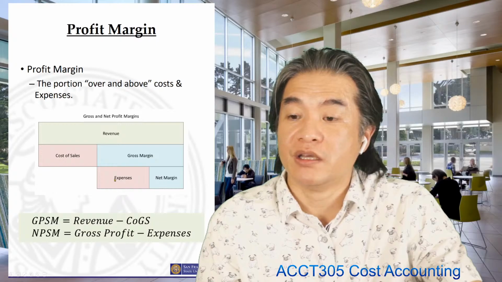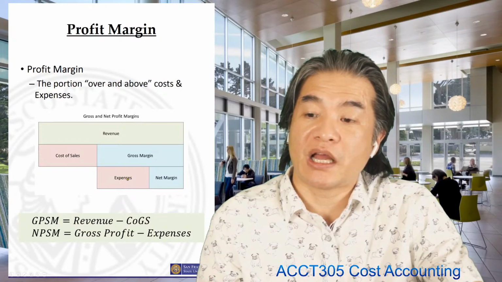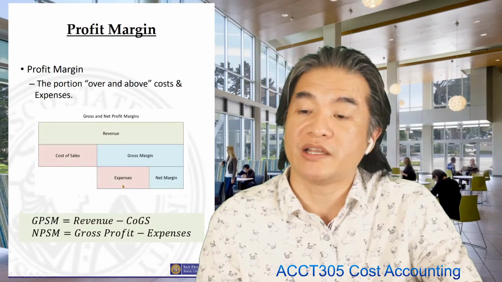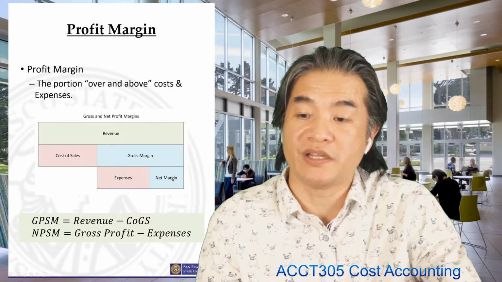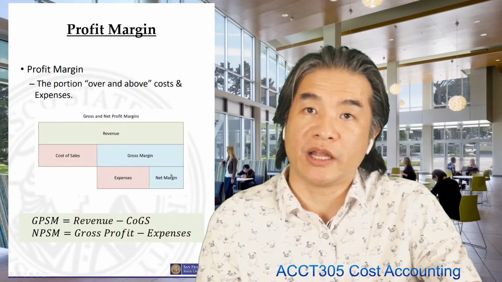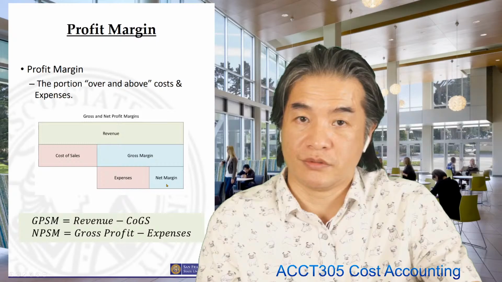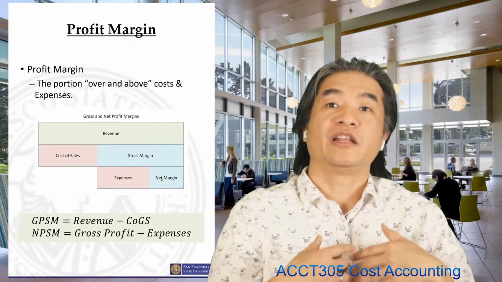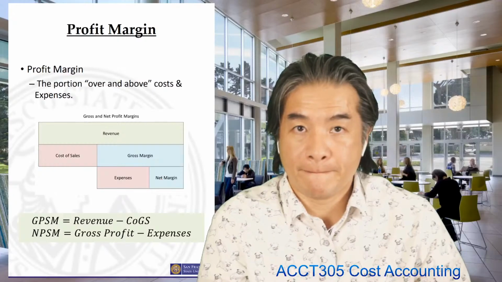manufacturing activity. So after we take out these expenses inside the gross margin, the portion that is over and above expenses, that's what we call net margin. Okay, and sometimes this net margin is called the operating income.